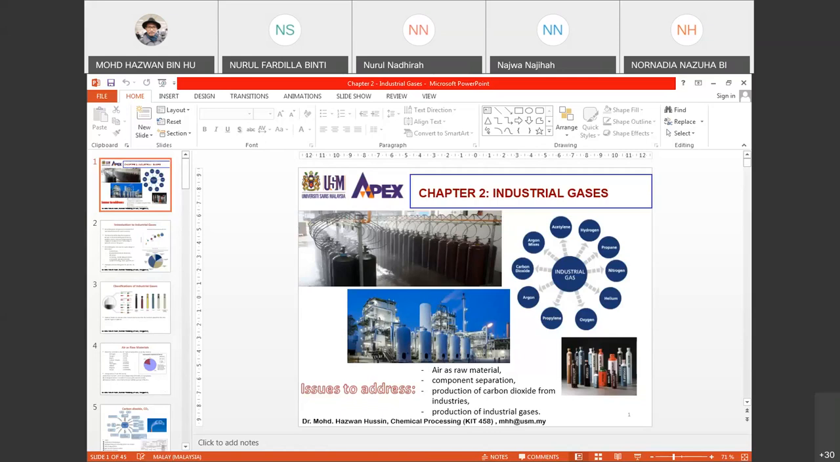Things we are going to address in this chapter are, of course, air as a raw material and the separation of its components, how you can purify and separate gas, because sometimes the source of gas is atmospheric gas. Atmospheric gas contains a combination of various types of gas, and in order to have a pure gas, you need separation. We will also address the production of carbon dioxide, oxygen and hydrogen, and study the suitable process to produce each. Finally, the production of industrial gases, not only carbon dioxide but also other useful gases.